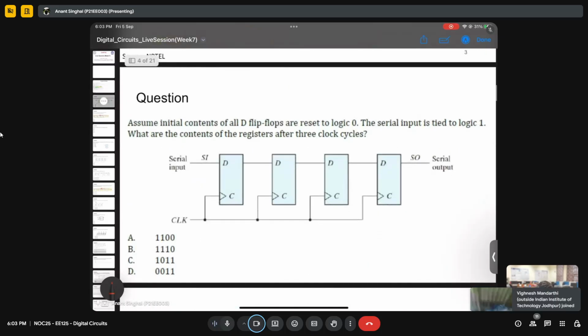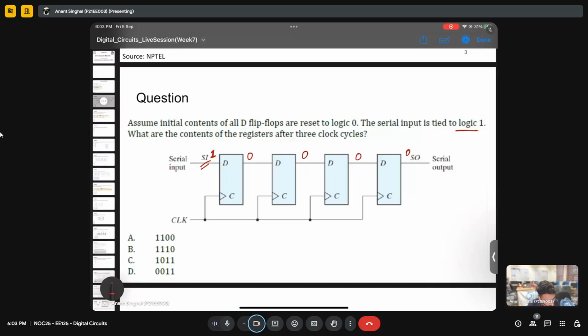Okay, so this is the first problem. It says assume initial contents of all the D flip-flops are reset to logic 0. What basically does it mean? The whole D flip-flop is reset, so it does not contain any logic 1 when it is not operated. Then it says the serial input is tied to logic 1. So this serial input is always 1. No matter what happens, this will always remain 1.